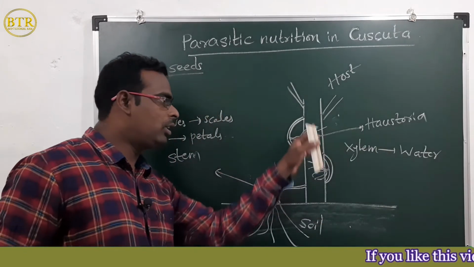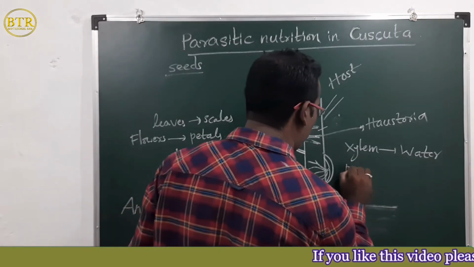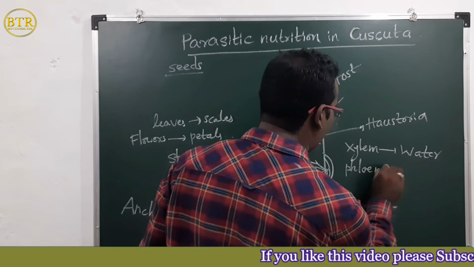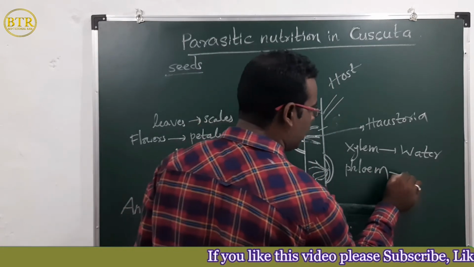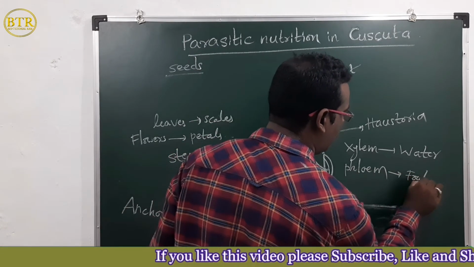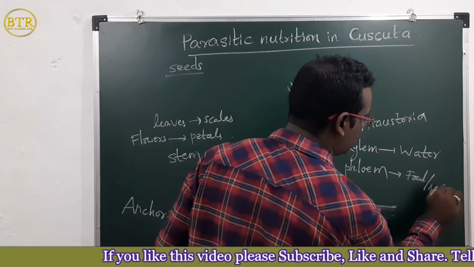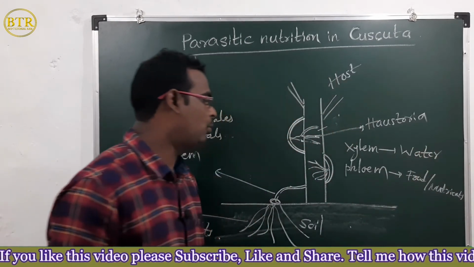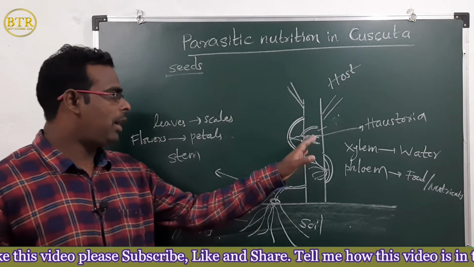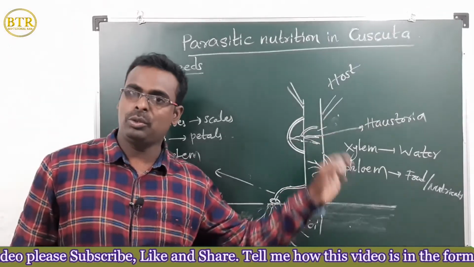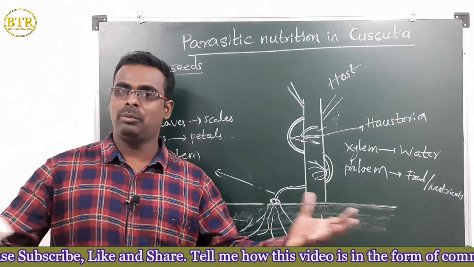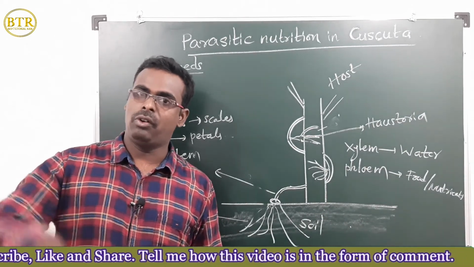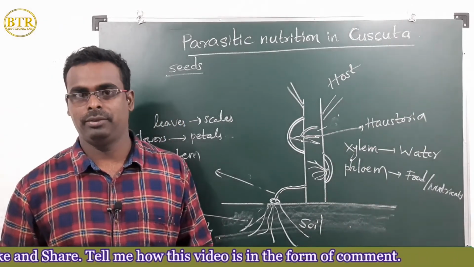This haustoria also penetrates into the phloem tissue of the host plant and absorbs the food or nutrients from the host plant. In that way, with the help of the haustoria, Cuscuta will absorb the food materials and water from the host plant.